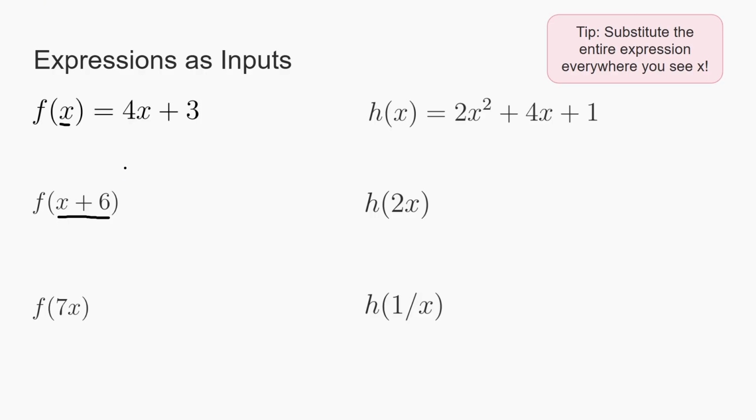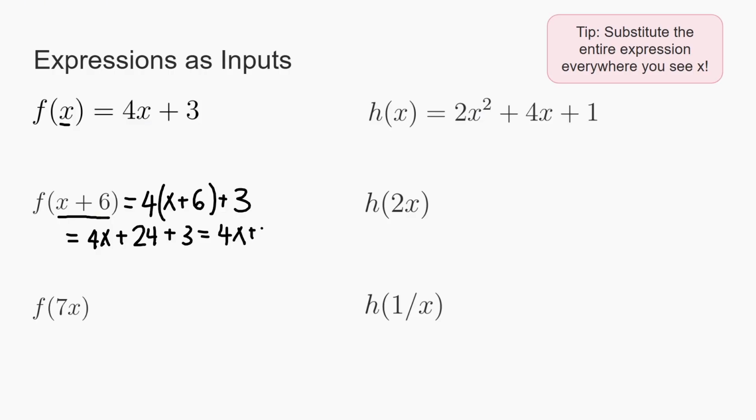And the best way is to use parentheses. So we're going to do equals 4. We see an x, so we substitute this entire x plus 6 in there, and plus 3. And now we solve, we get 4x plus 24 plus 3, which is 4x plus 27. So we're substituting this entire x plus 6 every time we see an x.